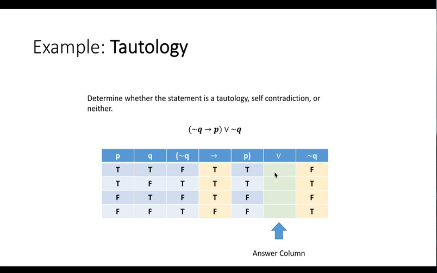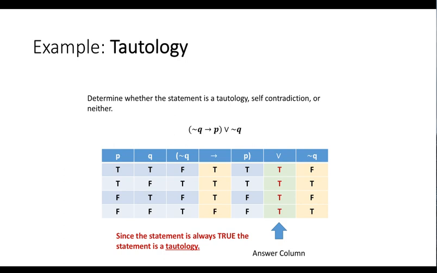It's these two orange columns that are going to determine what goes in this column, which is the or column. So true or false is true. True or true is true. True or false is true. And false or true is true. You see that in this next screen. Since the answer column is all trues, then the statement is always true, so this statement is a tautology.